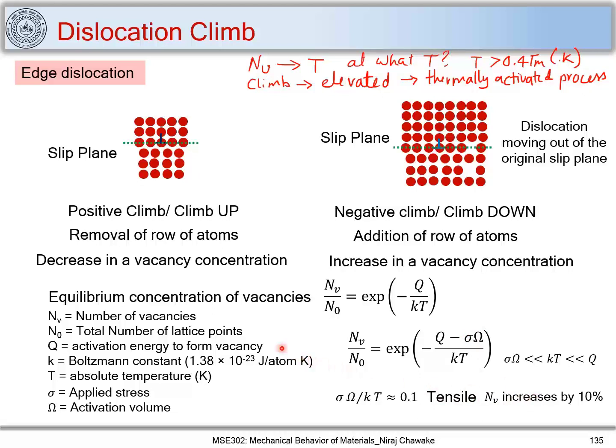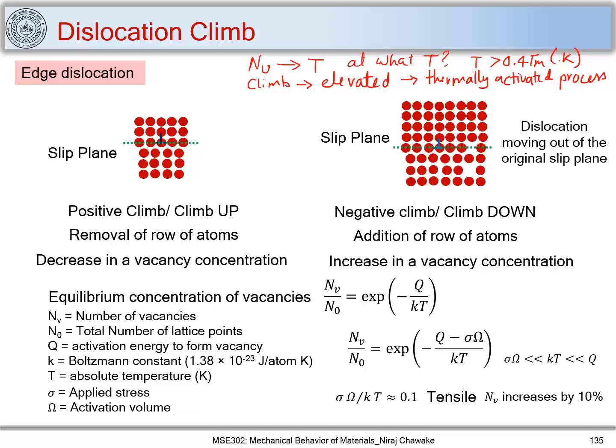So this is a process called dislocation climb, where an edge dislocation moves out of its original slip plane onto another parallel slip plane above or below. This is a thermally activated process assisted by vacancies, and this process only occurs for an edge dislocation.